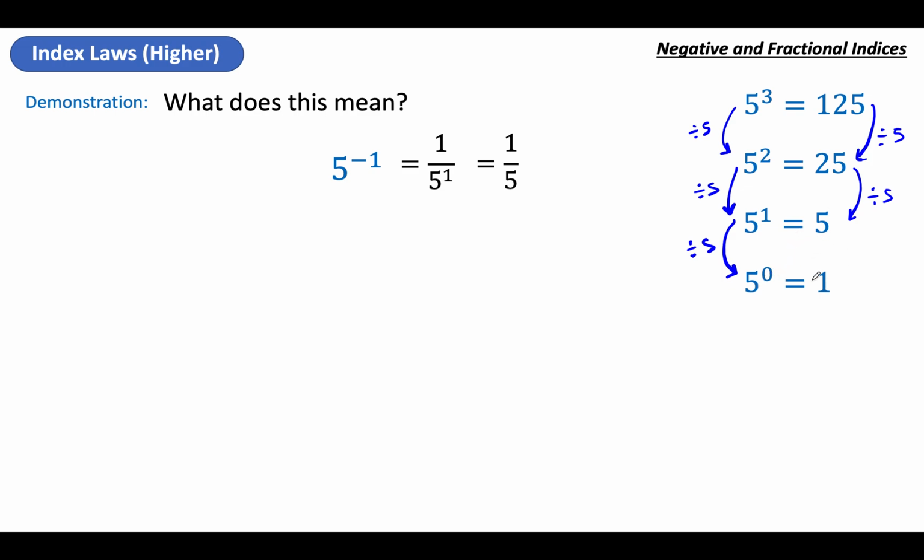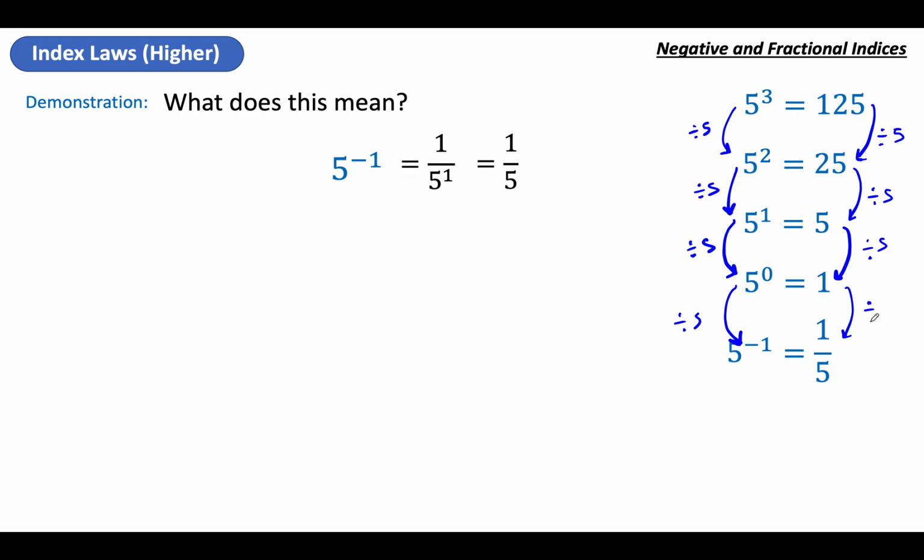This proves that anything to the power of 0 is going to be 1. Well, certainly 5 to the power of 0 is 1, because if I do 5 and I divide that by 5, I get 1. Each time, going from one layer to the next, I'm dividing by 5. So the next thing is, if I divide this by 5 again, I will then have 5 to the power of minus 1. My power is reduced by 1.